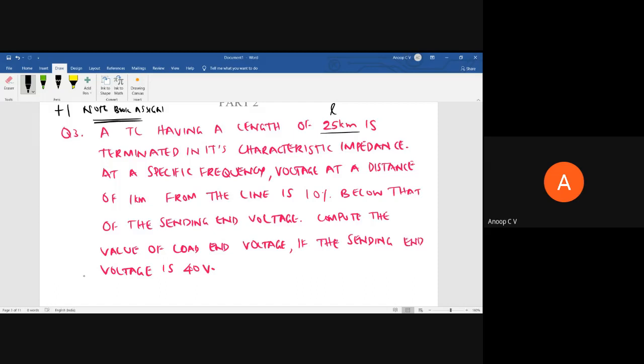This is not from your textbook. I've taken this problem from a specimen copy of the Bakshi textbook that I recently received. It was sent by one of the faculty from VTU, who was one of the publishers. In that, we have so many solved examples, previous year question papers and all. So I've taken this question from there. I think it's a good question.